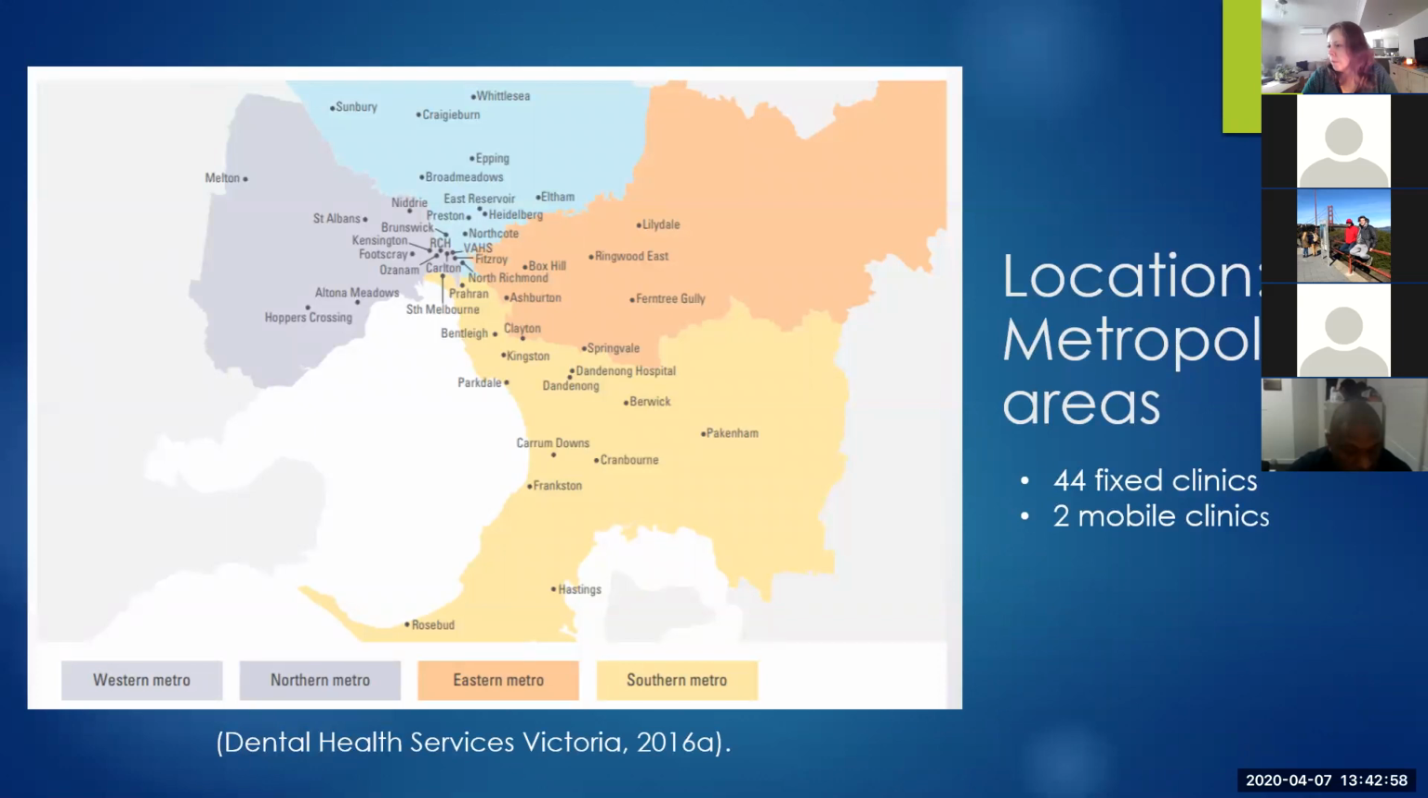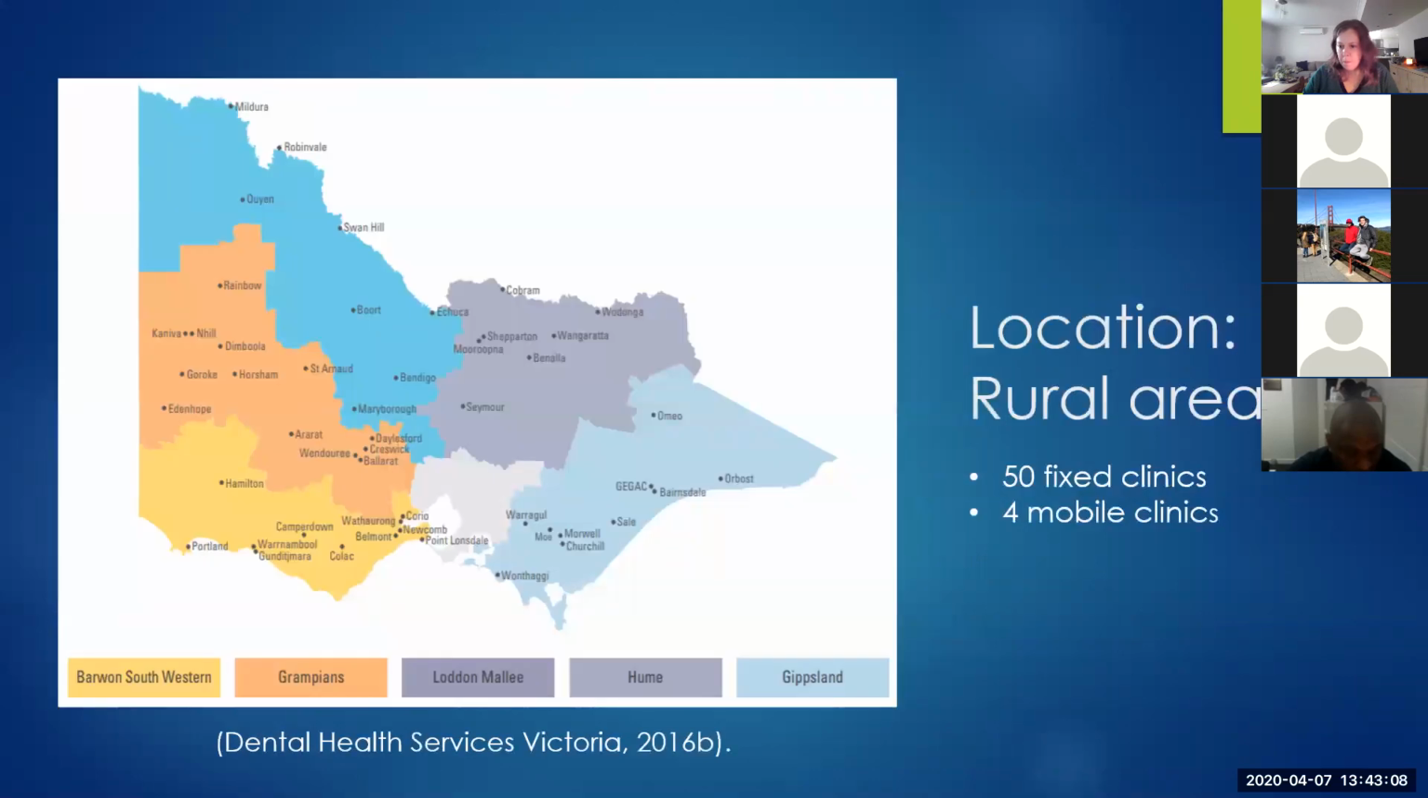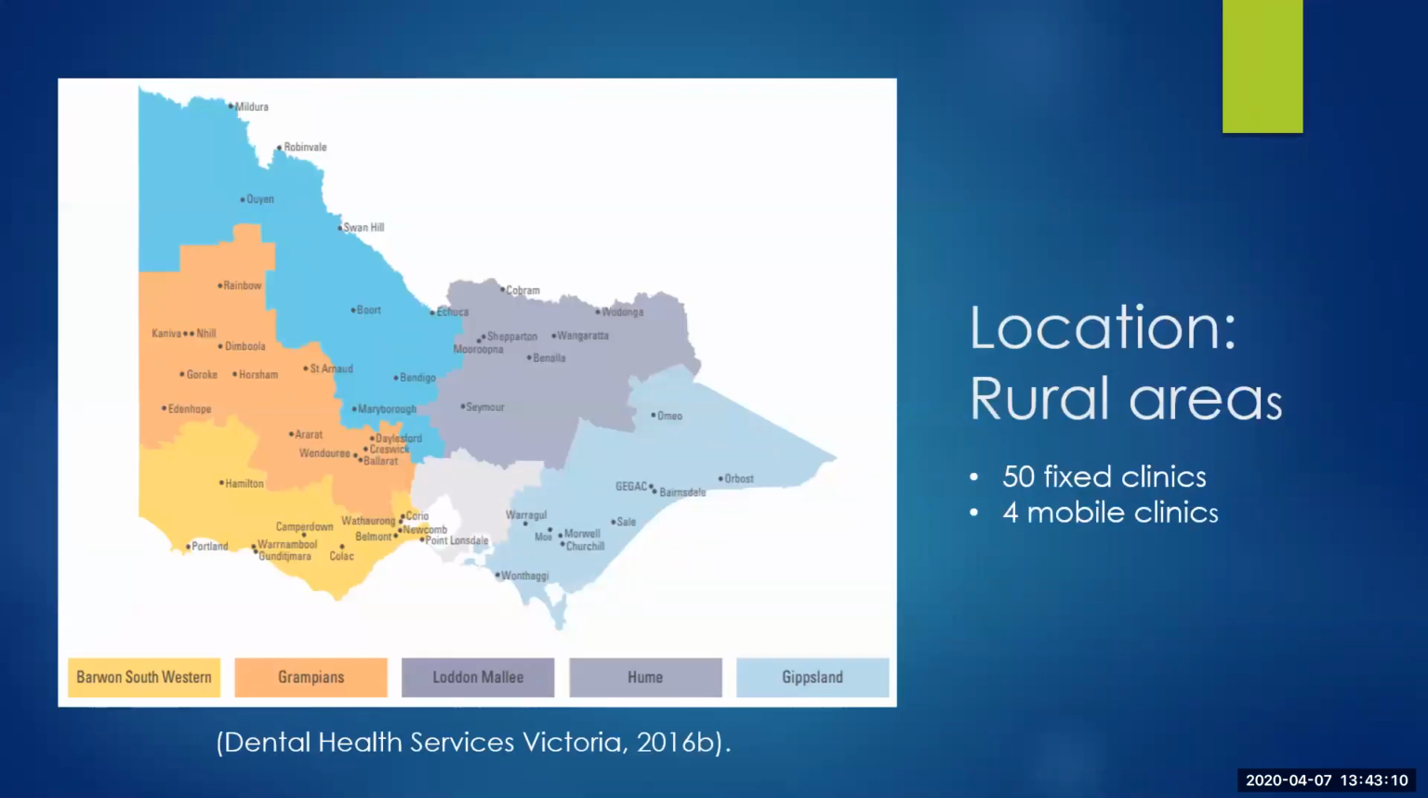DHSV is located in both metropolitan and rural areas. So we have 44 fixed clinics and 2 mobile clinics in Metro Victoria, as well as 50 fixed clinics and 4 mobile clinics in rural areas.